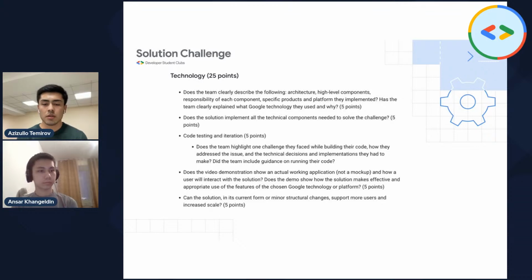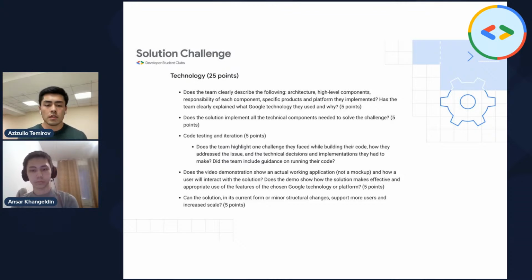And next one, does the solution implement all technical components needed to solve the challenge? In other words, are you using this technology in the right way to solve the problems in your project? And then code testing and iteration. Does the team highlight one challenge they faced while building their code, how they addressed the issue and the technical decisions and implementations they had to make? For example, you made some MVP, minimum viable product, and you have to test it. And once you test it, you will realize that there is something missing in your project or in your software. So you have to update it, and you have to make some iterations to develop your project before the submission.